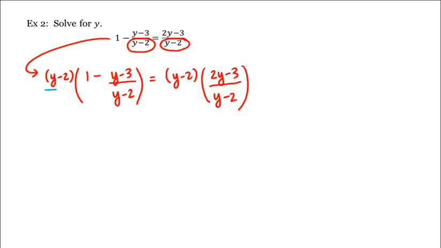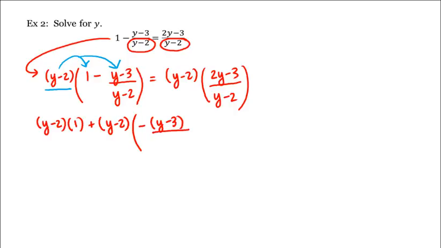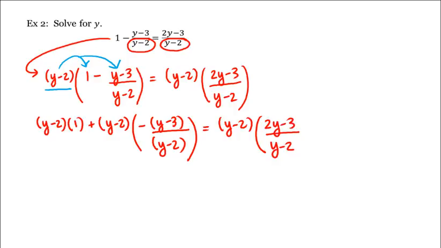And now we'll distribute the y minus 2 to both of these terms, which gives us y minus 2 times 1 plus y minus 2 times negative y minus 3 divided by y minus 2 is equal to y minus 2 times 2y minus 3 divided by y minus 2. And again, we can cancel these common factors of y minus 2 on both the left and the right-hand side, assuming, of course, that y does not equal 2.